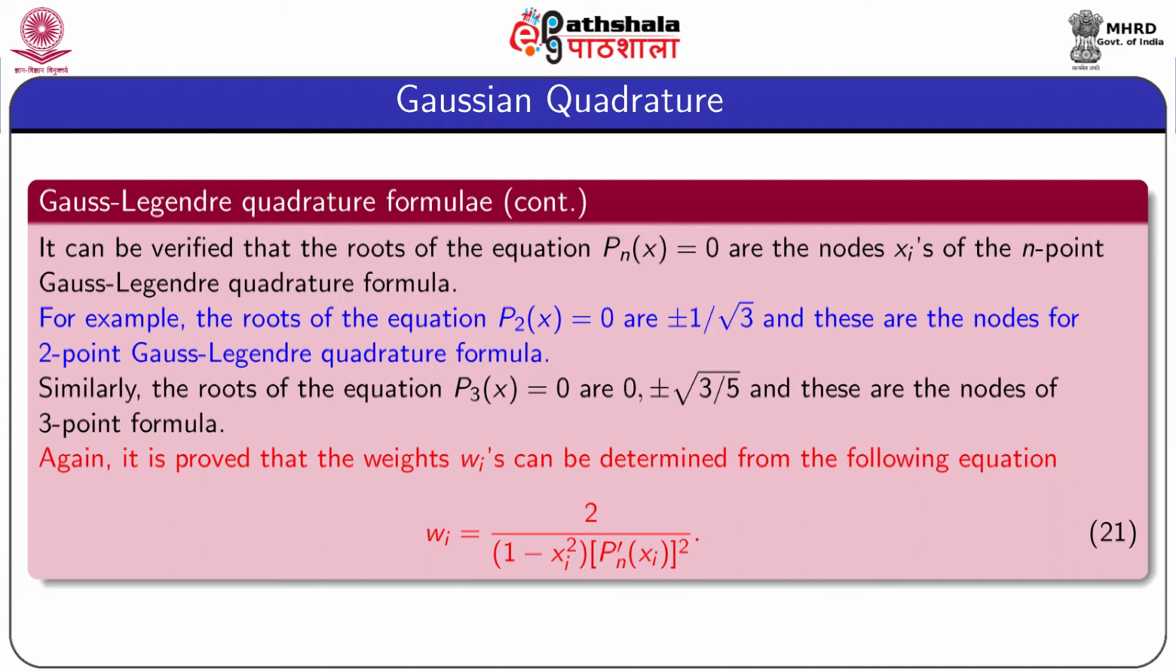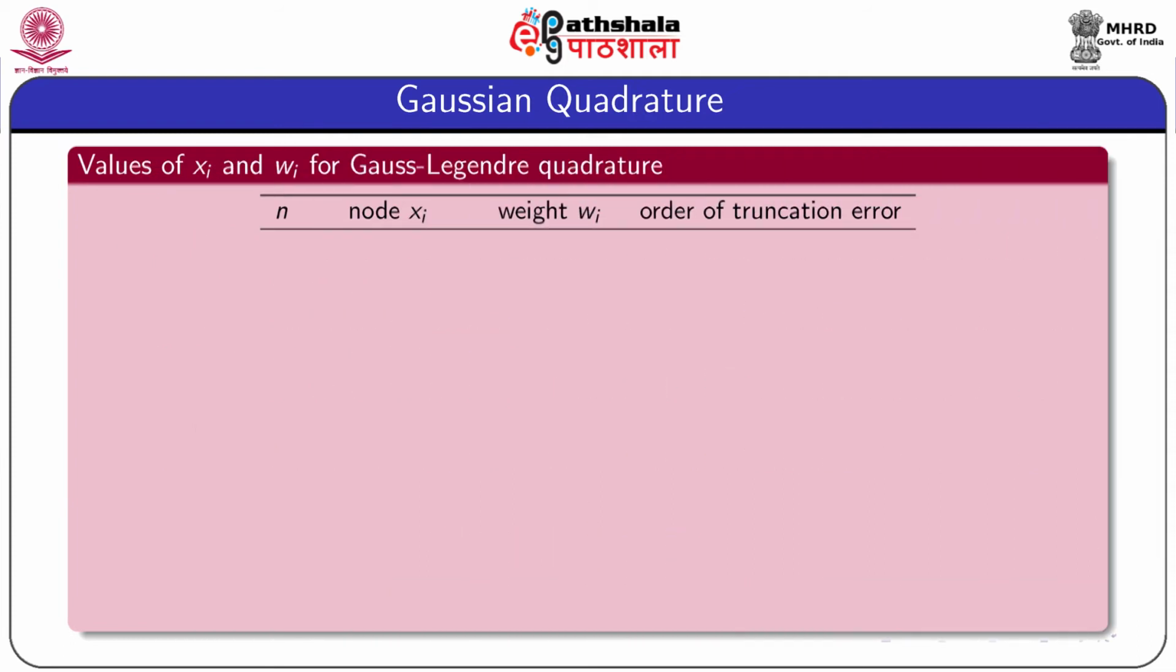Again, it is proved that the weights wi's can be determined from the following equation, that means wi equal to 2 by (1 minus xi square) into (Pn derivative, that means first derivative of Pn at xi) power 2. This expression gives the weights of all the Gauss-Legendre quadrature formulas. Now this table gives the values of xi and wi's for different point Gauss-Legendre quadrature formulas.